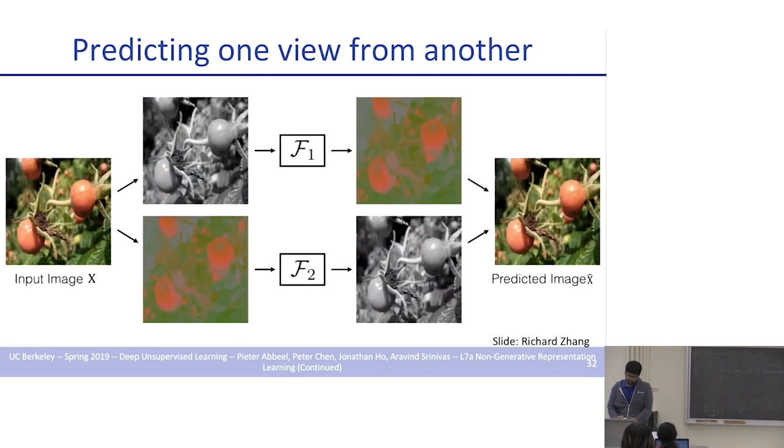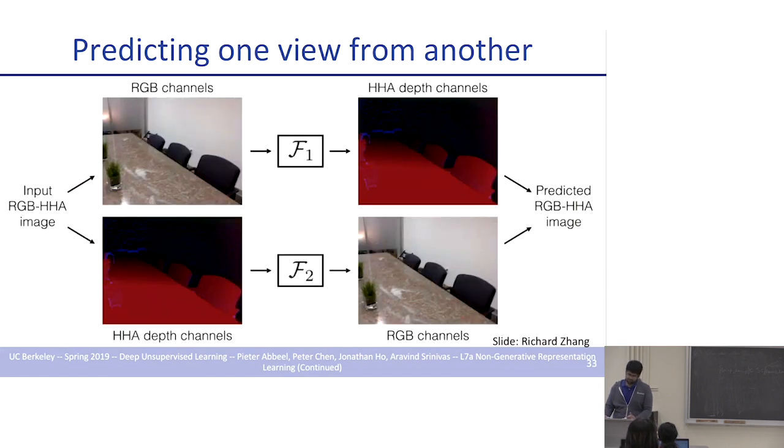So this is how it would work. Take the input image, AB, L, and then you predict AB hat here, L hat here, add it again, and you make sure that this and this match. And you could also do this for different RGB depth. So let's say you have the RGB channels. Let's say you also have depth information, if your data set has some 3D notion, and you could try to get the depth from the RGB channels and RGB channels from the depth, and learn really good representations.